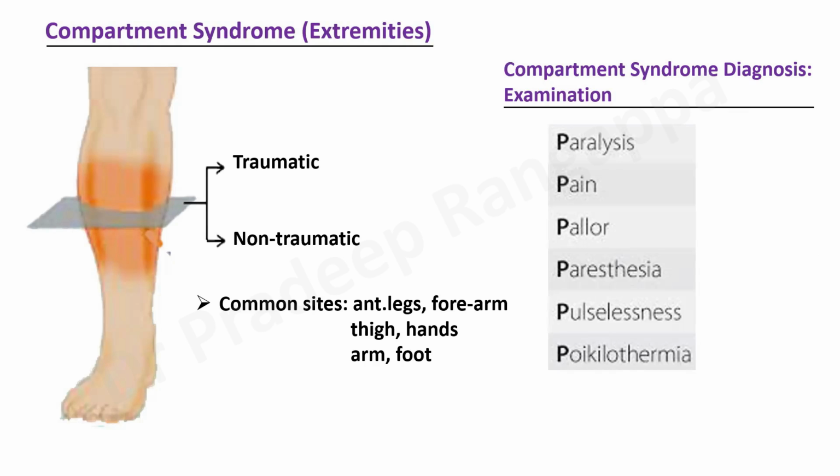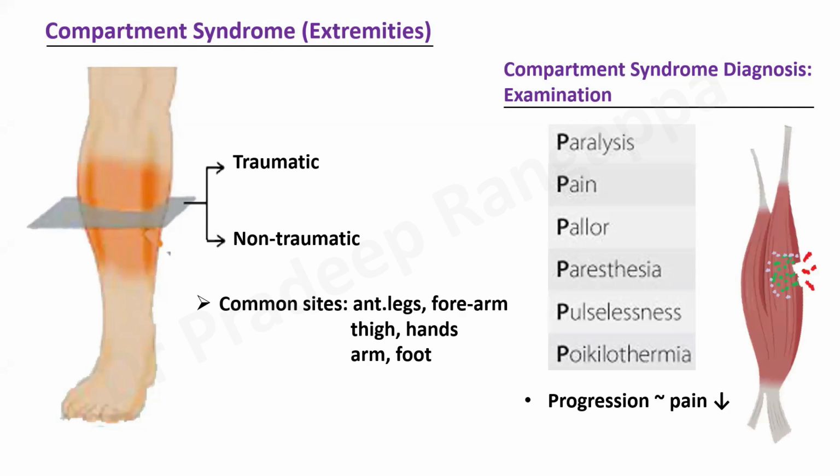Because of compartment syndrome, they can have rhabdomyolysis also. Initially the pain will be more, but with progression the pain of compartment syndrome tends to come down, because the nerve endings get desensitized and there is reduced pain once it extends. So initially there will be a lot of pain and then the pain comes down. But in necrotizing fasciitis, the pain will progressively increase with worsening.